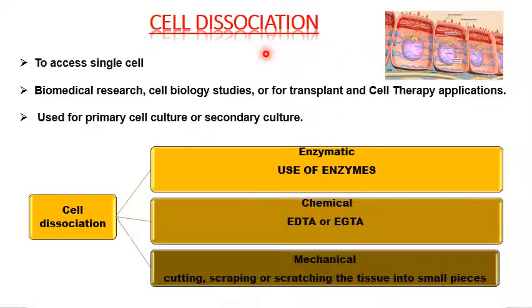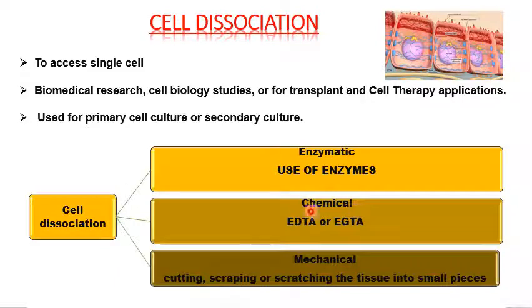Coming on to the types of cell dissociation, there are three types: the enzymatic, chemical and mechanical method. In an enzymatic method, we use certain enzymes such as trypsin and chymotrypsin. There are certain cases where we use a combination of these two enzymes to break up the protein bond so that we can get a single cell.